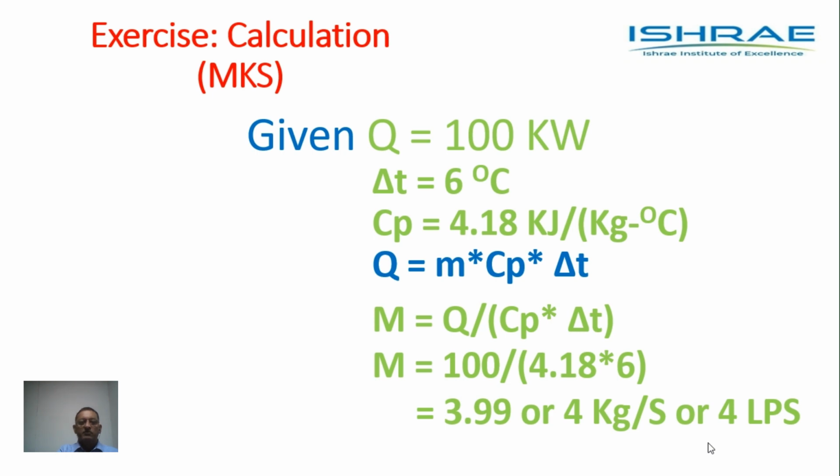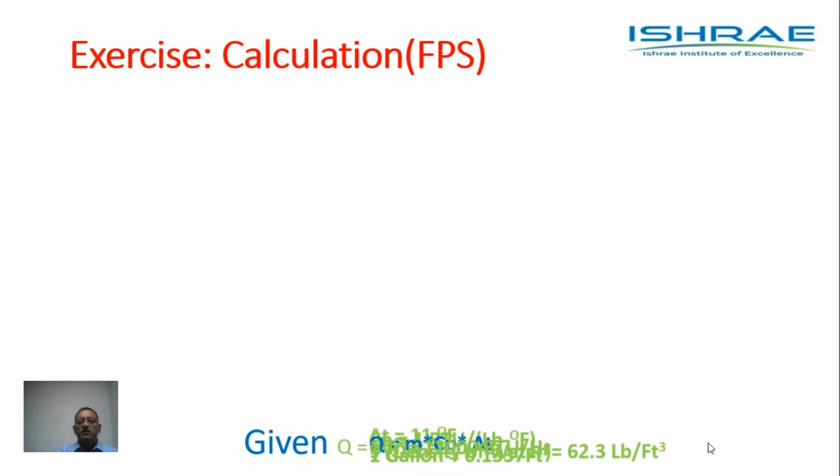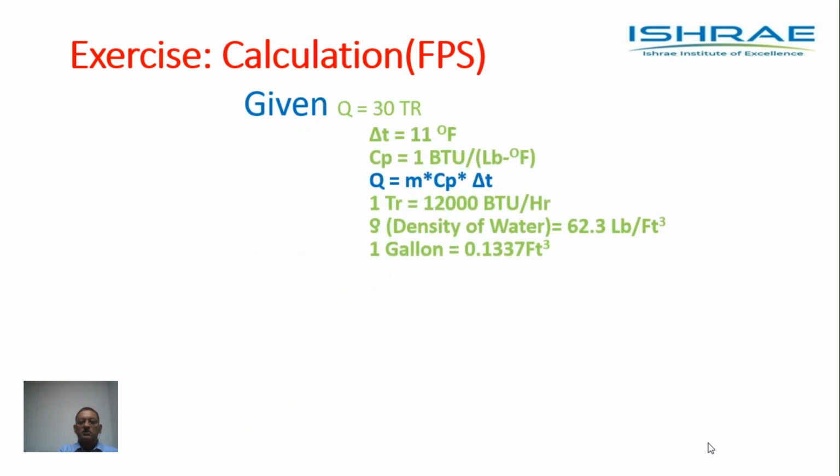This calculation we have done in MKS system. In case you are following FPS system, then what change will be there? Let's examine that also. The Q given here is 30 TR, 30 tons. Delta T is given as 11 degree Fahrenheit. It could be different, and we could compute the chilled water requirement for that particular requirement.